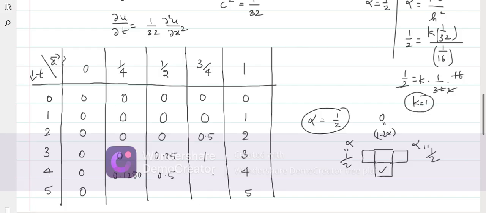0.25 plus 3 divided by 2. And 0 plus 0.5 divided by 2 is 0.5. And 0.1250 plus 1.625 divided by 2 is 0.8750. 0.5 plus 4 divided by 2.